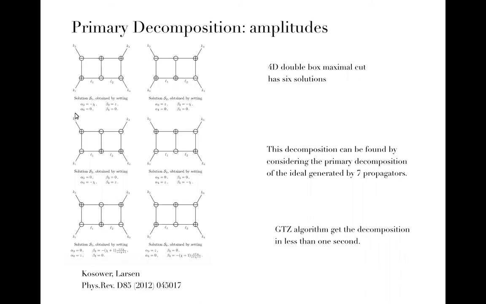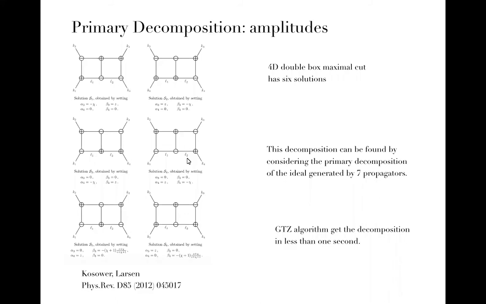But from algebraic geometry, you can also get it from a different viewpoint. The way to do it is to say I have 7 propagators for the planar double box diagram, and then the maximal cut means I set all the propagators equal to 0. So I have 7 equations. Then for L1, I have 4 variables in 4D, and for L2, 4 variables in 4D. So that's 8 variables and 7 equations.